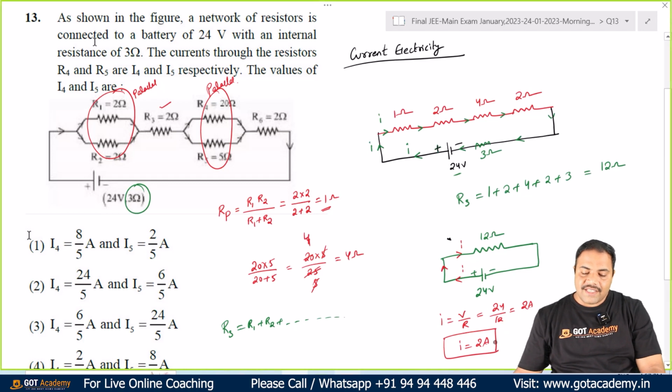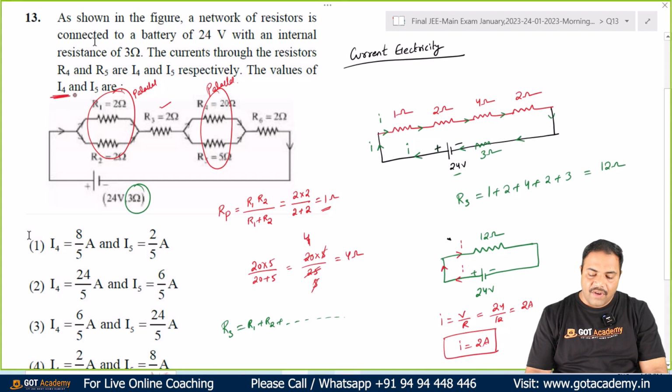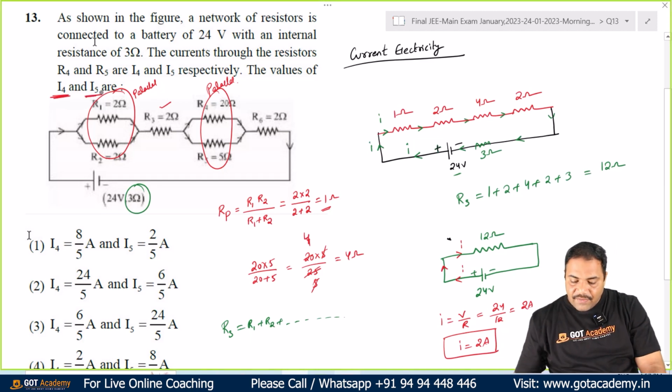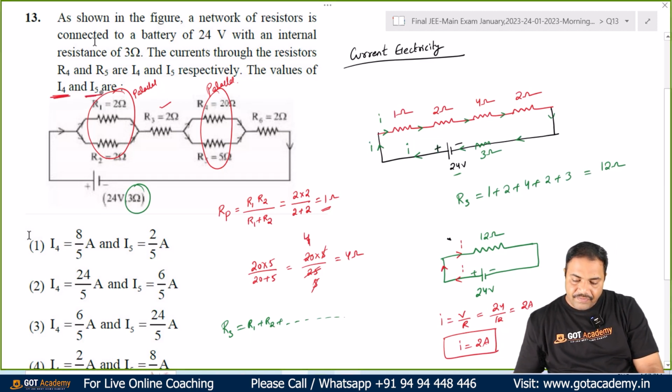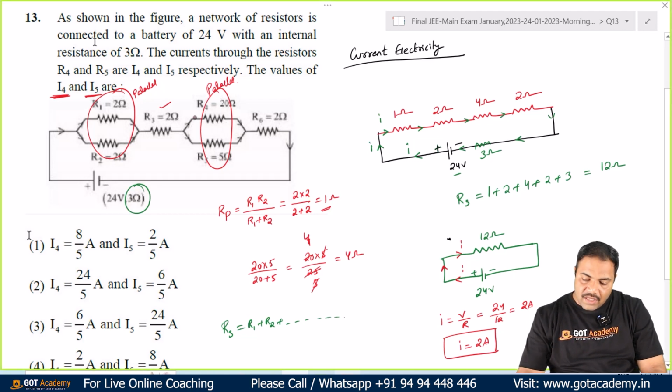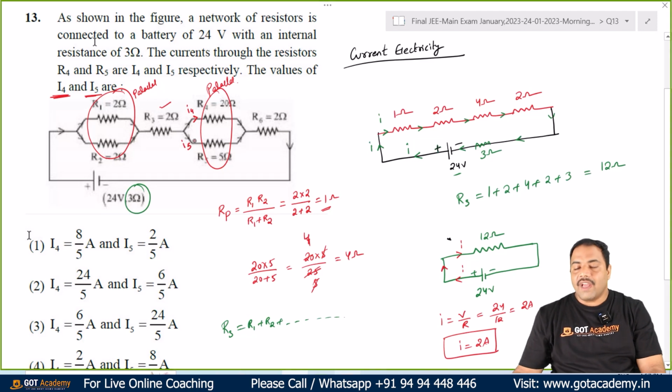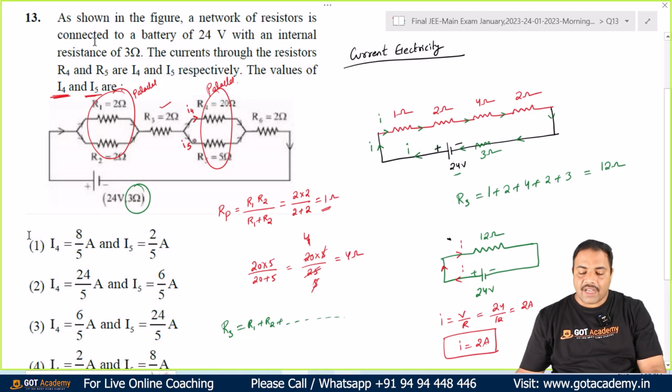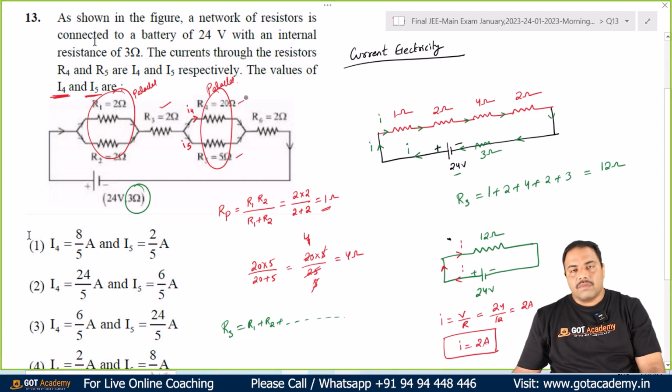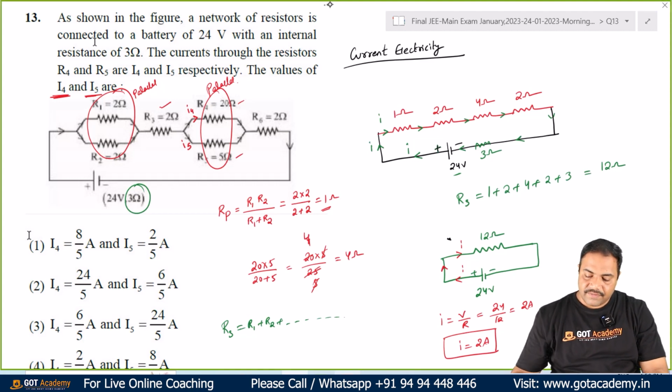But look at the question, what he is asking. The values of I4 and I5. So what is I4 and I5? Check carefully. So this one, the one that is flowing through R4 can be named as I4 and the one that is flowing through R5 can be named as I5 like this. So our interest is that we have to find out the current flowing through 20 ohms, okay, and current flowing through 5 ohms, these two. Clear? Now, I would like to erase it.